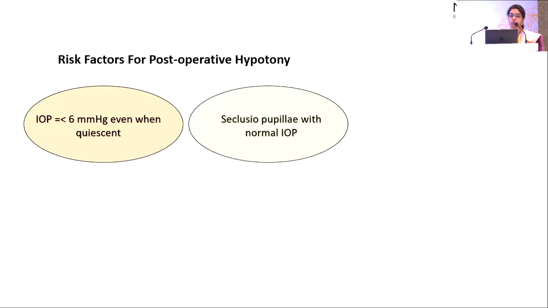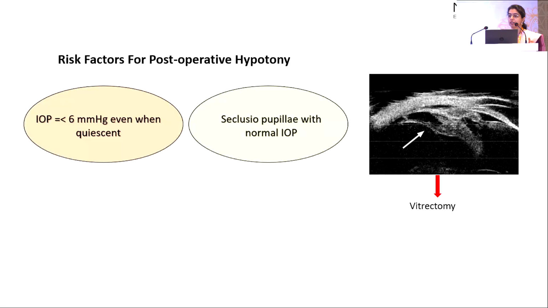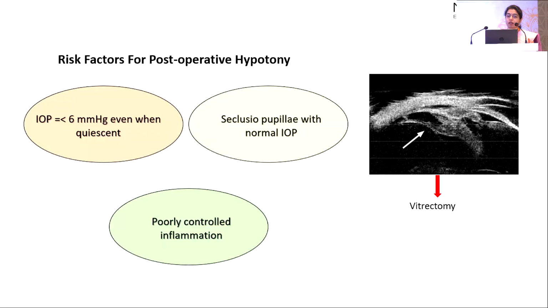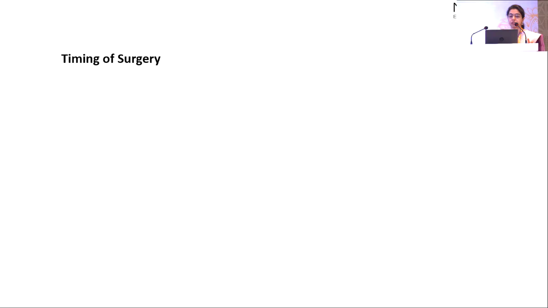Now, hypotony is more difficult to manage than increased IOP. So watch for intraocular pressure less than 6 millimeters, even when the eye is quiet. When there is seclusio pupil with normal IOP, always suspect that these patients might get hypotony post-cataract surgery. In children, people with white cataracts, always get UBM done and look for ciliary body fibrosis and bands. And when they are present, please plan vitrectomy and not just plain cataract surgery. Hypotony can also occur in patients with poorly controlled inflammation prior to cataract surgery.